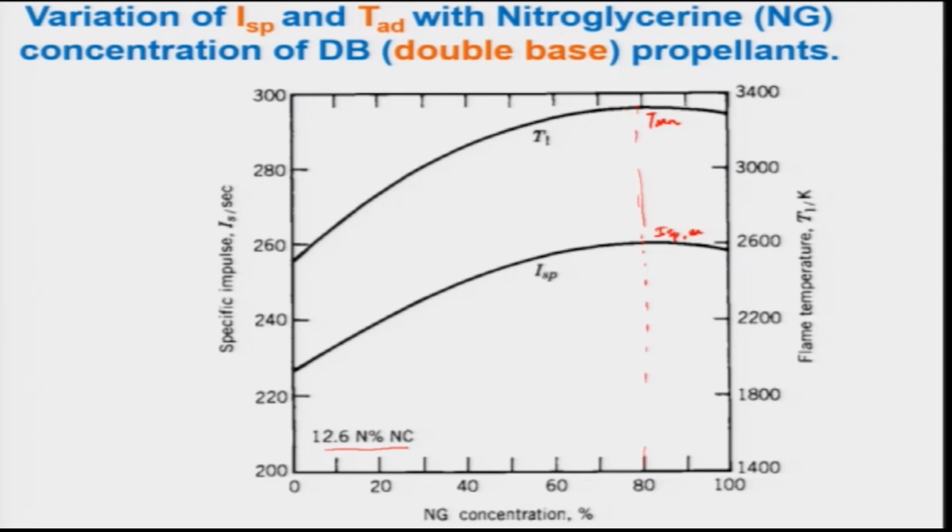Of course, Isp is controlled not only by the temperature, but also by the molecular weight. Lower the molecular weight, higher will be the Isp, which we had seen earlier. So, generally you will have to use around 40 to 50% or 60% of nitroglycerin.